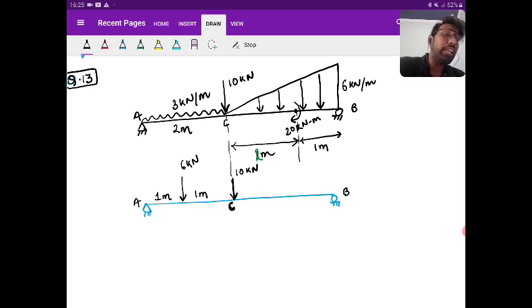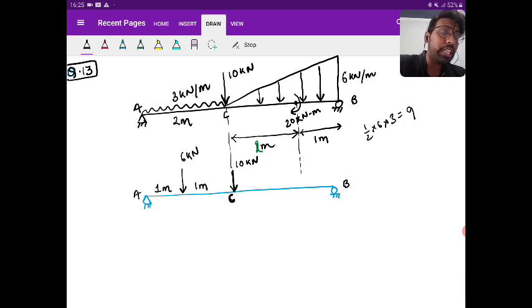Now let us look at the UVL. What is the total load due to UVL? Half into 6 into 3, that is nothing but 9. So the 9 kilonewton is going to act where? At its centroid. From the left, it is 2/3 of 3, that is 2 meter. So it is directly acting at the point where the 20 kilonewton meter moment is applied. So it will be 9 kilonewton, and there is a moment of 20 kilonewton meter.